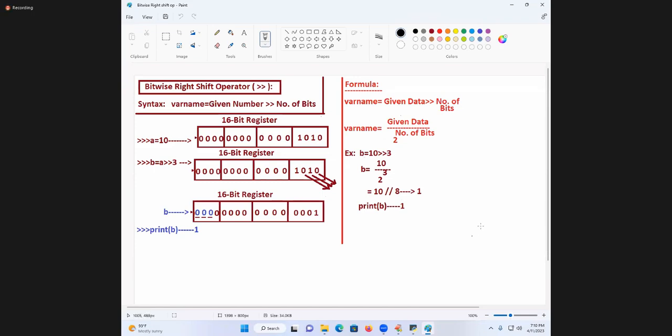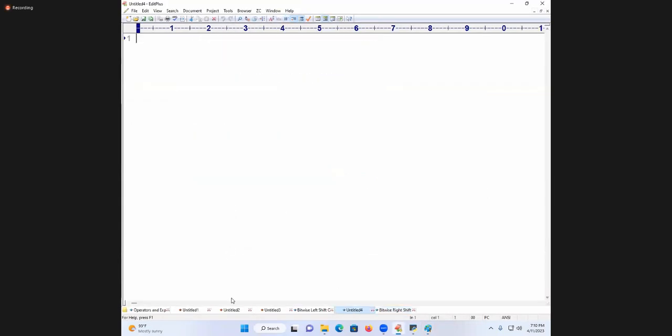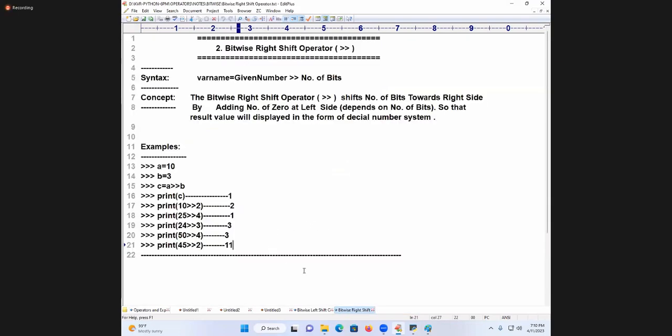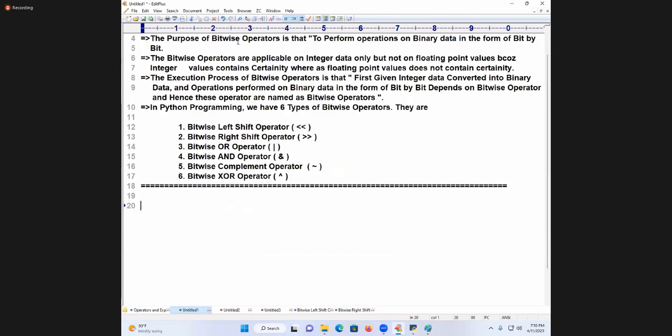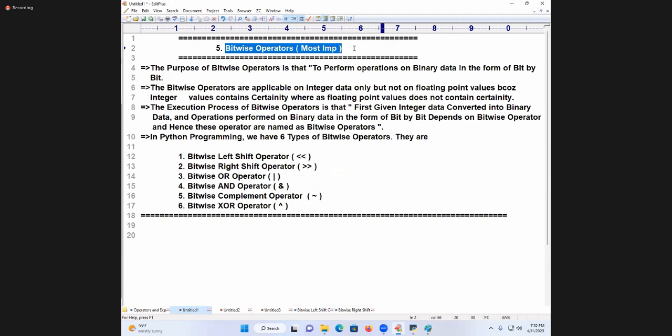Students in the online, are you following, students? I hope you are following my concept. So this is called which operators? How many bitwise operators are there? 6. So can you spell out what are those 6 once again?